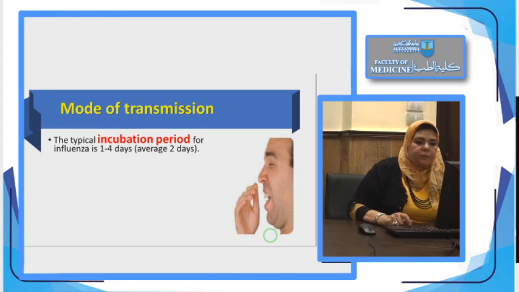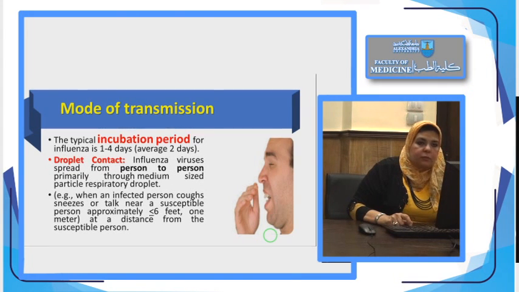So the incubation period of disease for influenza is from 1 to 4 days with an average of 2 days. And the main mode of transmission is the droplet contact. The influenza virus is spread from person to person primarily through medium-sized respiratory droplets, when an infected person coughs, sneezes, or talks near a susceptible host, at a distance of approximately less than 1 meter from the infected person.